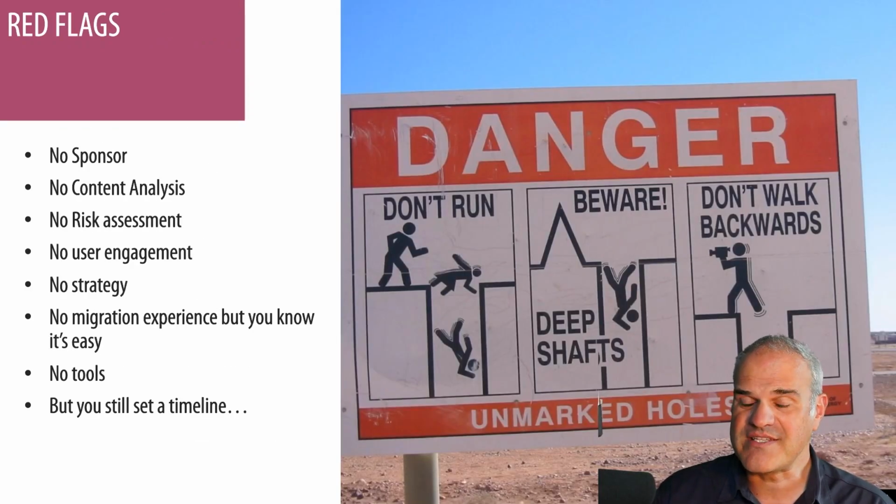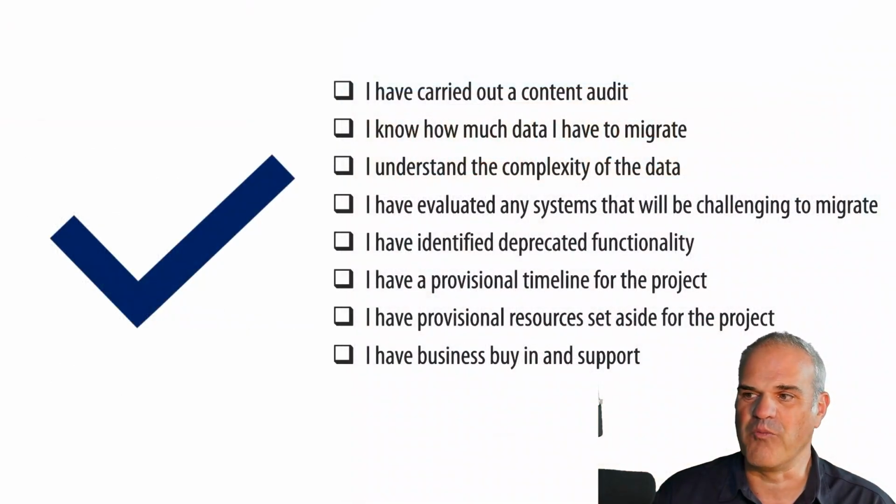You should see red flags and you should stop immediately doing a migration when there is no sponsor, no content analysis, no risk assessment. Users are not engaged. There is no strategy. There are no tools, large pressure, and you still have a timeline. Then it's the right time to stop and go back and do the homework. So make sure that you have checkboxes here in every single stage, because then the next step would be the migration.